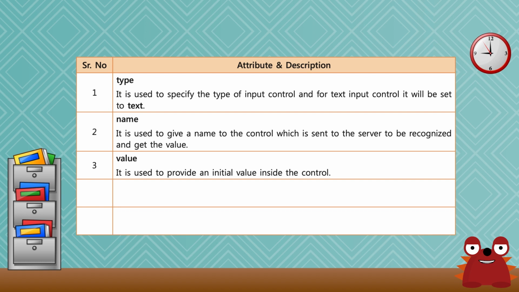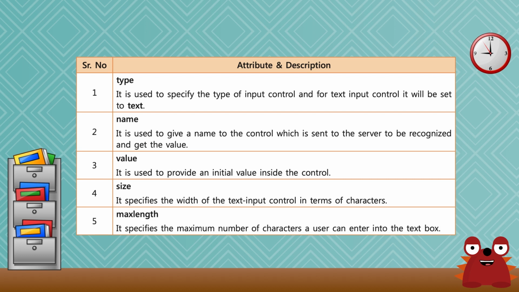Value is used to provide an initial value inside the control. Size specifies the width of the text input control in terms of characters. Max length specifies the maximum number of characters a user can enter into the text box.